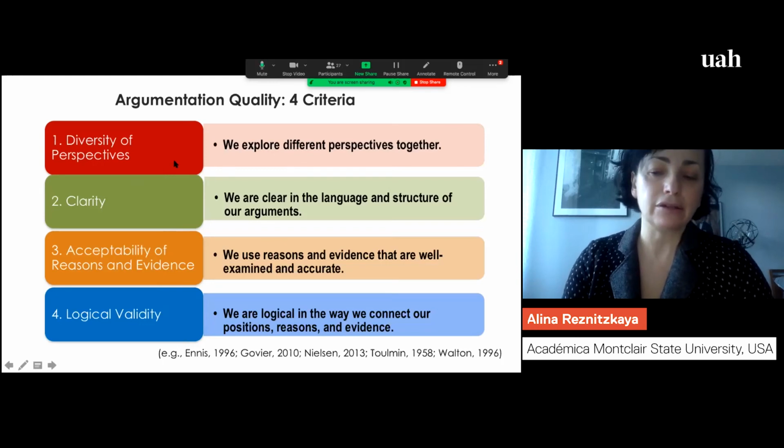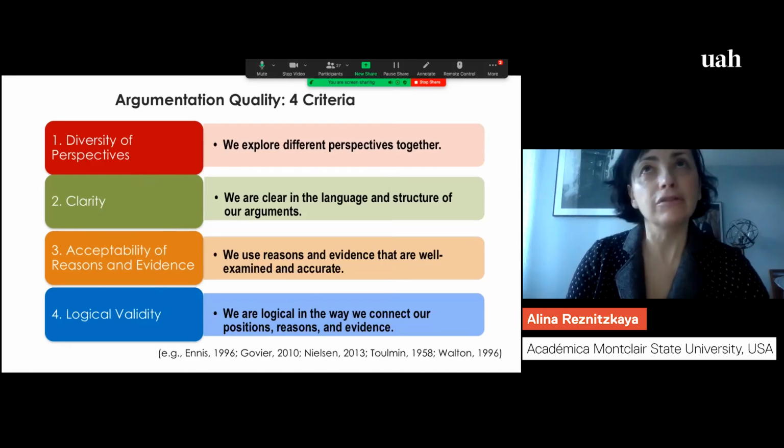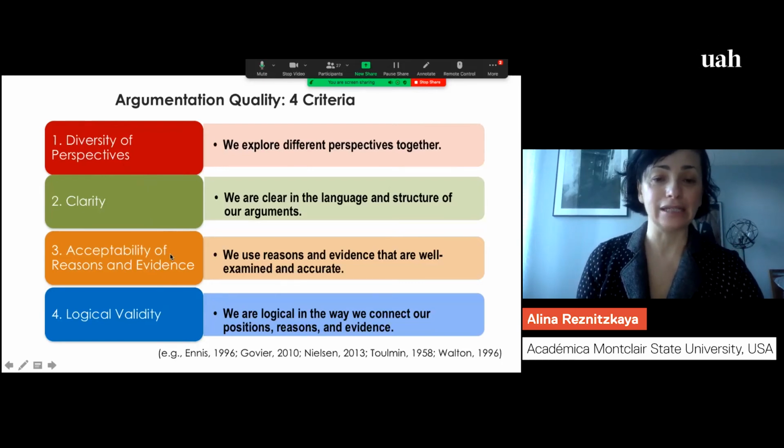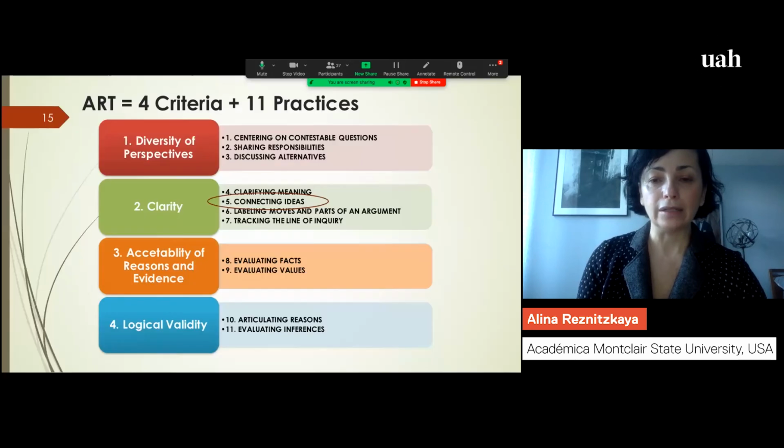So first we identified the key criteria of good arguments, and we got these criteria from literature, scholarship on formal logic, informal logic, critical thinking, argumentation. So from all these philosophy books, but then we translated it into practical language that, again, teachers and students can understand. So these are things like we need to consider different perspectives. We need to be clear in language and structure our arguments. We need to use well-examined and accurate reasons and evidence, and we have to be logical, or we have to connect our reasons and evidence well.